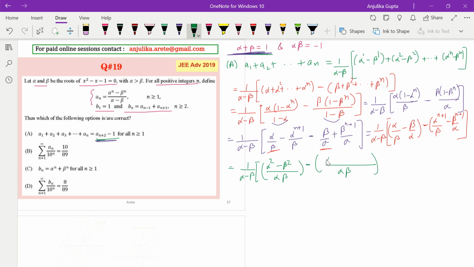Okay, alpha n plus 2, right? Alpha n plus 2 minus beta n plus 2. Correct? Okay, that's what we wanted. Anyways, now let's see. Alpha beta is minus 1, so I can just replace alpha beta by minus 1.